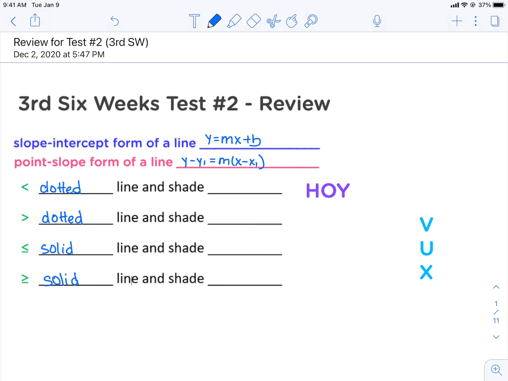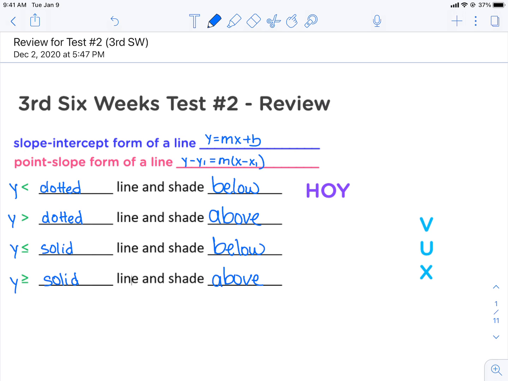Now we have to remember how they open. Based on how it opens towards the y, that determines how we shade. If it opens away from the y, like this first one, we shade below. If it opens towards the y, like the second one, we shade above. Again, if it opens away, we shade below, and if it opens towards, we shade above.